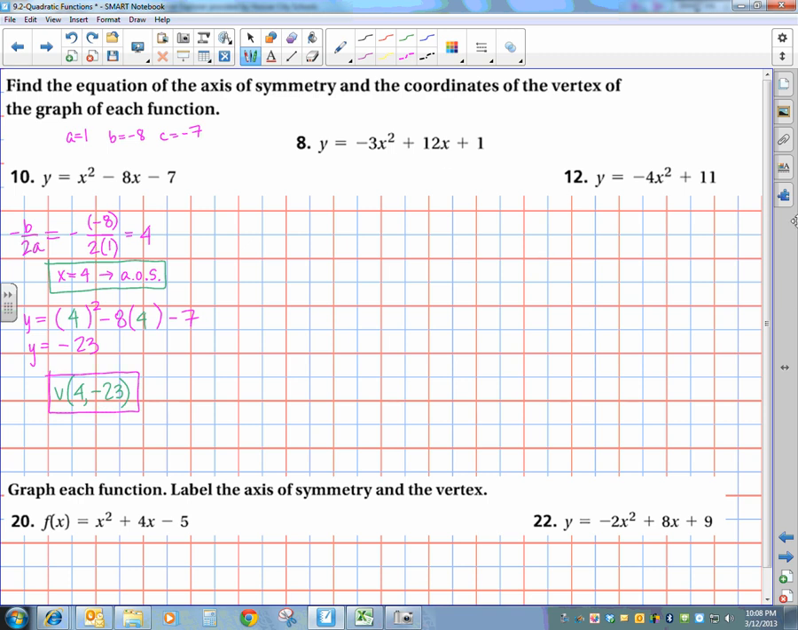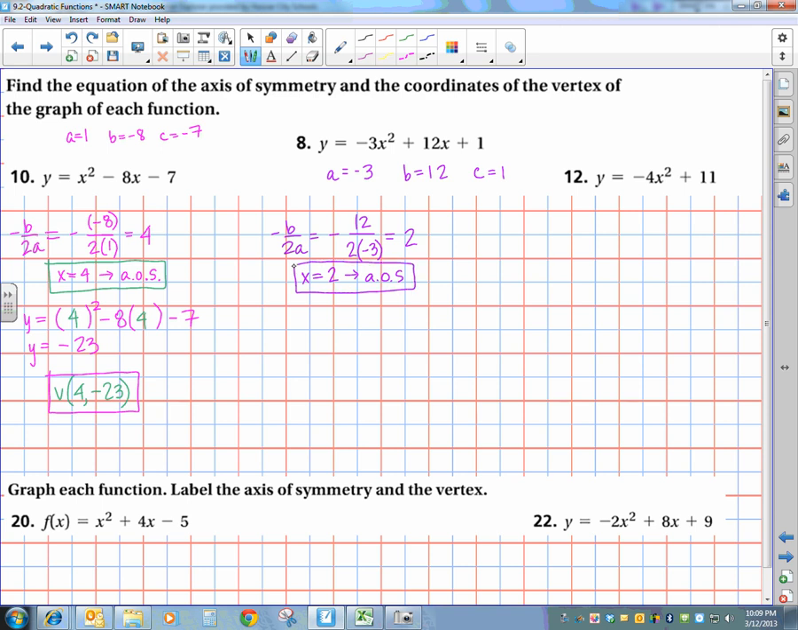Again, number 8, you want to find out what A is: negative 3, B is 12, C is 1. So negative B over 2A is negative B, which is 12, over 2 times A, which is negative 3. And remember, we emphasize always put parentheses around any value that you plug in that's negative. My two negatives are going to give me a positive. 2 times 3 is 6. 12 divided by 6 is 2. So I have my axis of symmetry is x equals 2. That's my axis of symmetry.